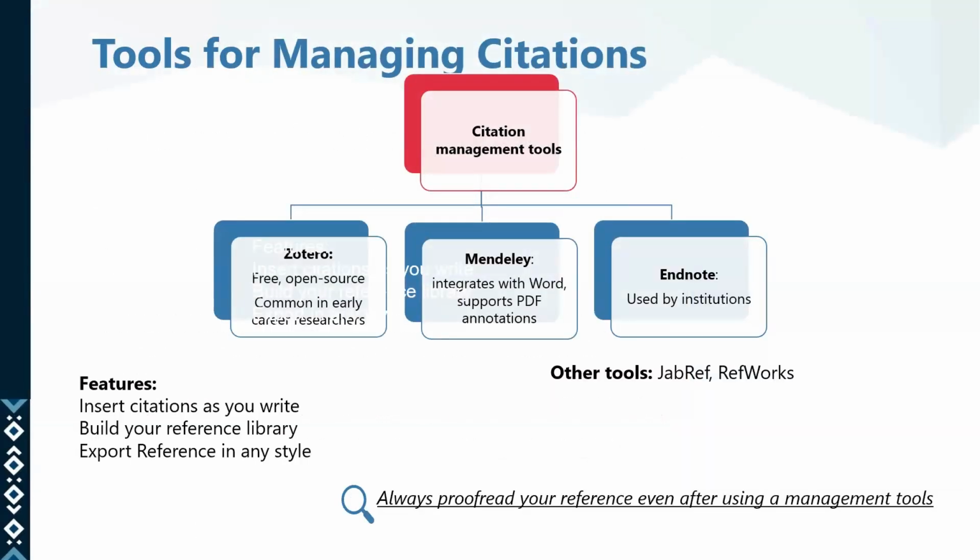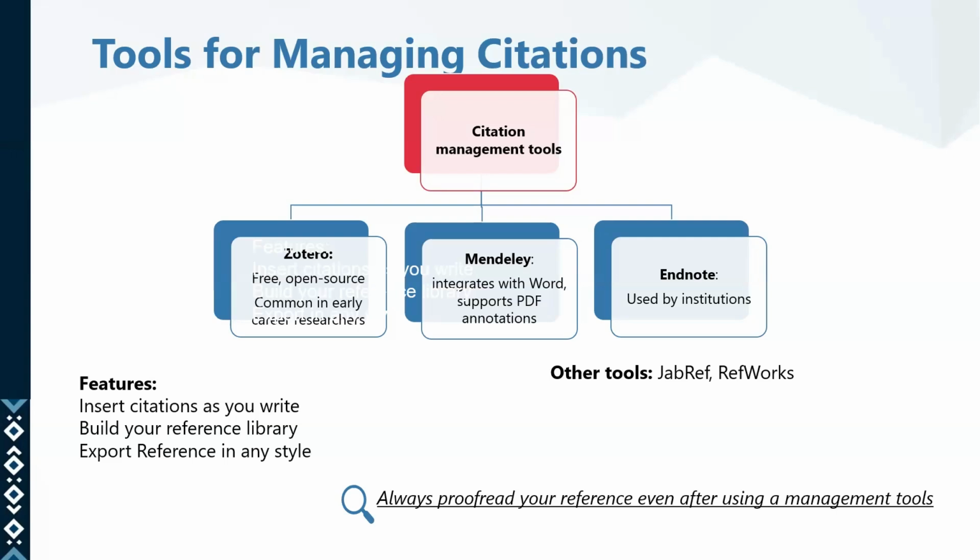So in order to use citation properly, there are some tools that have been developed to assist the researcher to help them gain in time, because it's also time consuming because you have to pay attention to detail. Some of the few tools that we have: Zotero, that is commonly used. It's a free app, open source. It's commonly used by early career researchers. You also have Mendeley, EndNote, mainly used by institutions.